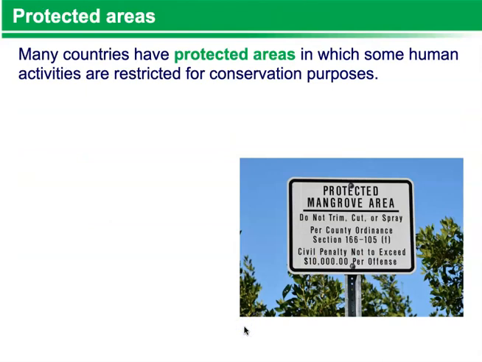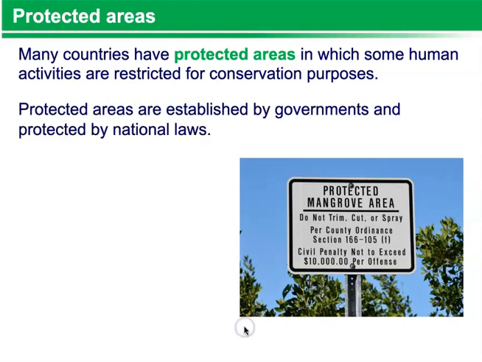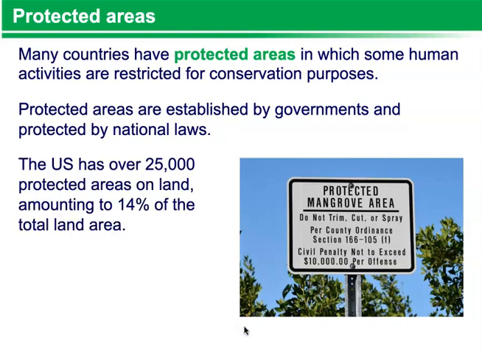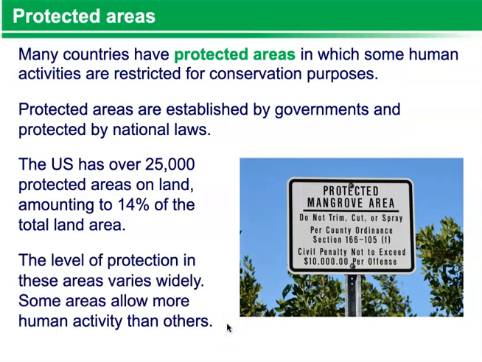Protected areas. Many countries have protected areas in which some human activities are restricted for conservation purposes. Protected areas are established by governments and protected by national laws. The U.S. has over 25,000 protected areas on land, amounting to 14% of our total land area. The level of protection in these areas varies widely. Some areas allow more human activity than others.